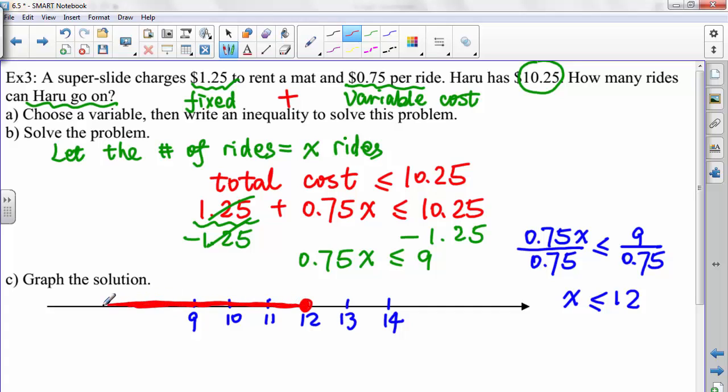But the problem is, we are not able to go to the far left infinitely because this is a real-life context problem. So in the real-life context, we know we don't have negative number of rides. So the number of the rides that Haru can go on should be also greater than or equal to 0. So the final solution of this question is the number of the rides that Haru can go on is between 0 and 12. So you can also say this x as the number of the rides in the conclusion.